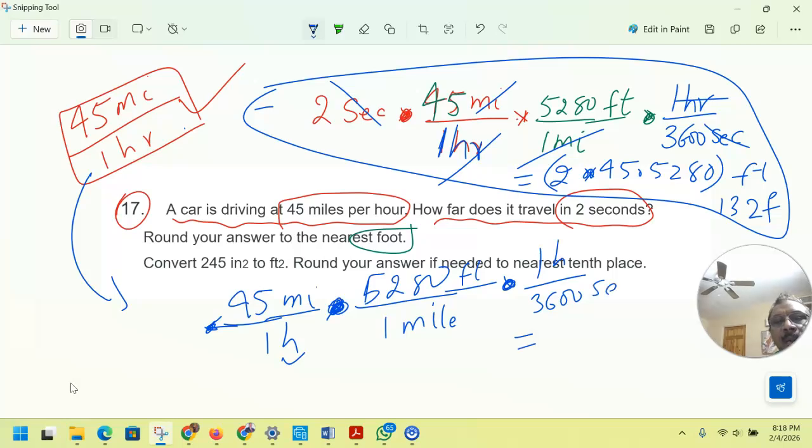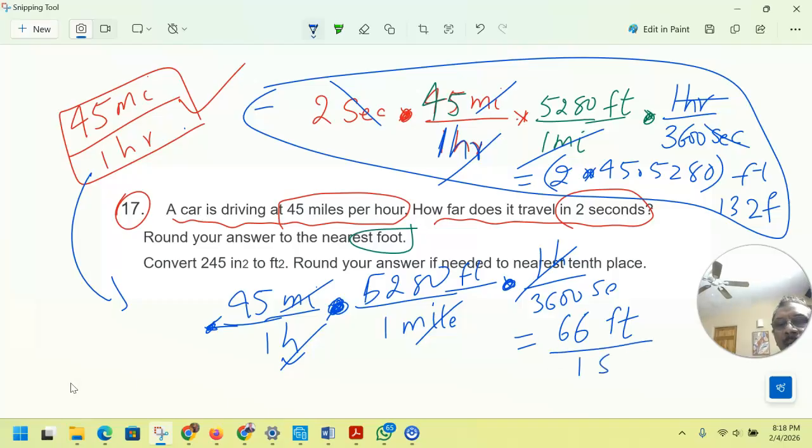So you work on this, you end up getting the first answer will be 66. If you do this calculation like this, the second, this hour and hour, so you get 66 feet per 1 second. Because you're asking in 2 seconds, all you do is the distance traveled will be this 66, the rate times the time.